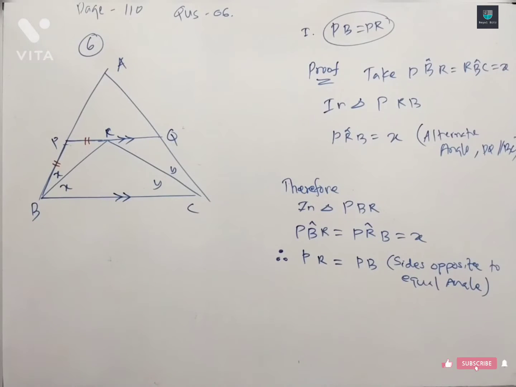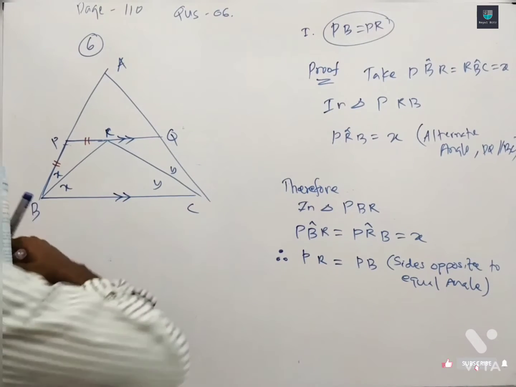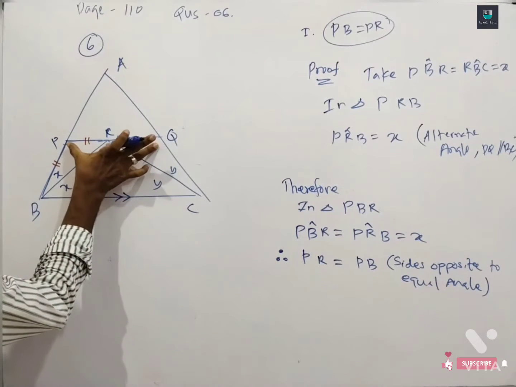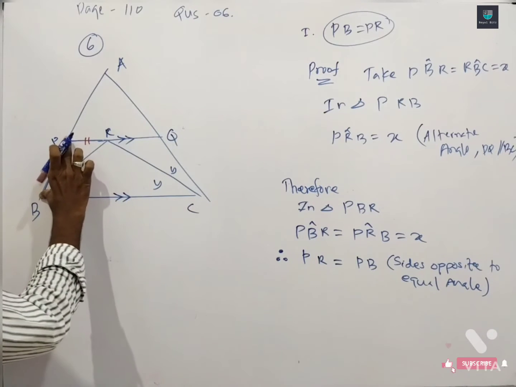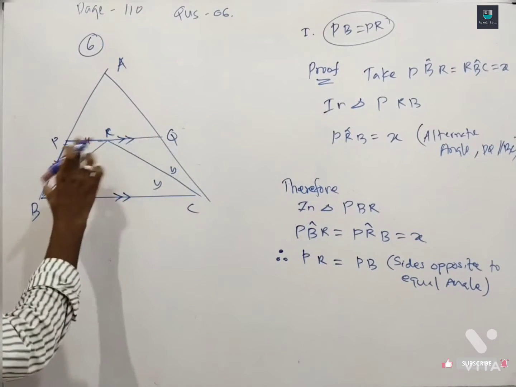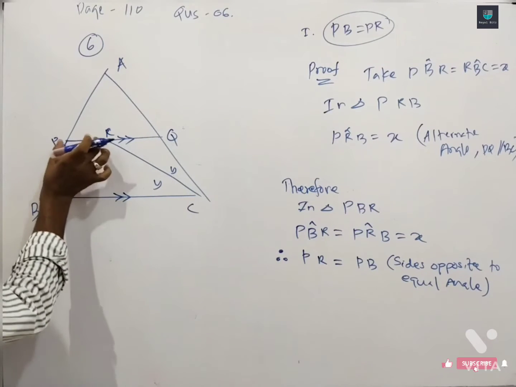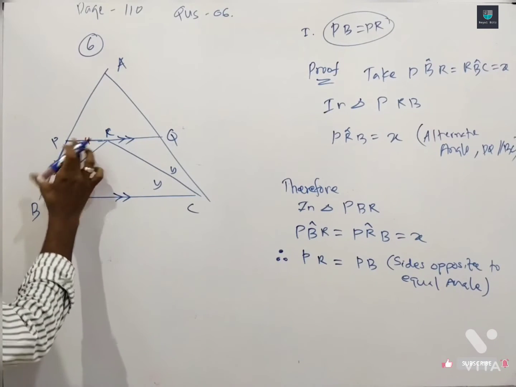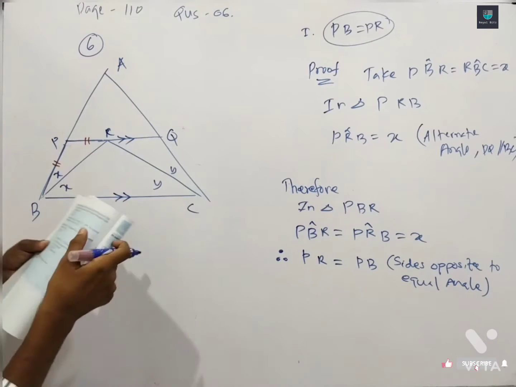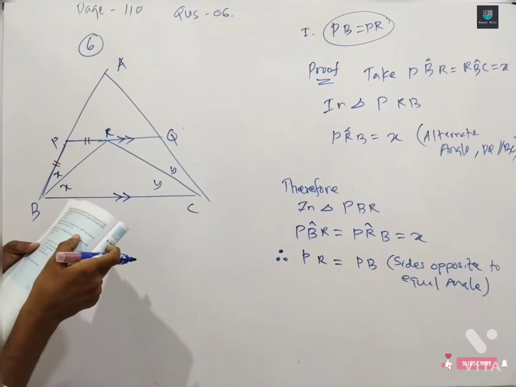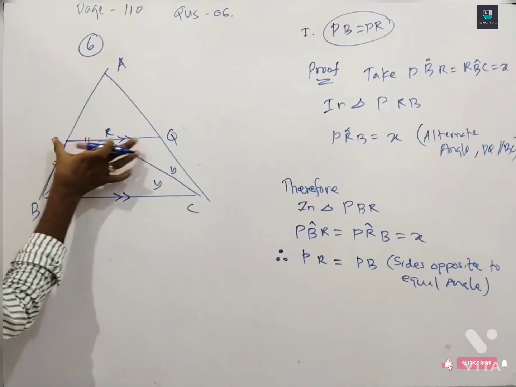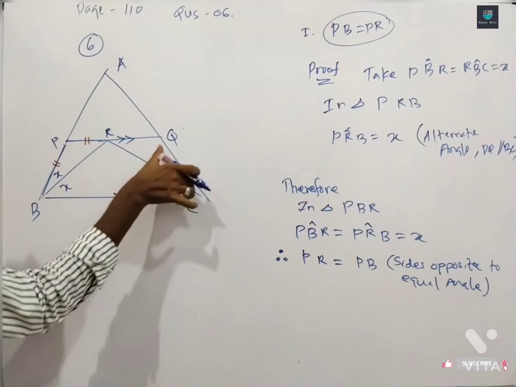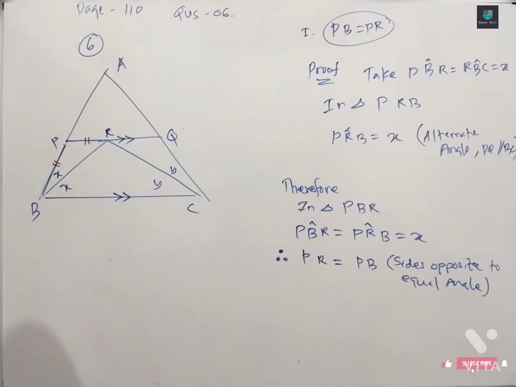Now read the second question: PQ is equal to PB plus QC. So where is PQ? PQ is equal to PR plus RQ, and PR is equal to PB. This is equal to this, so PB plus QC. What is the idea?